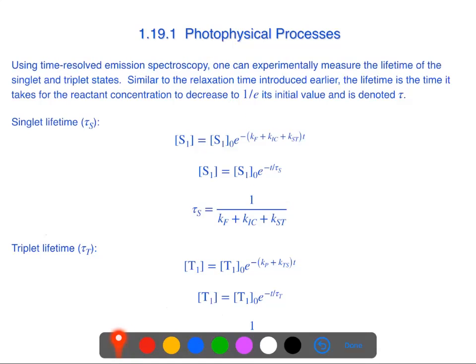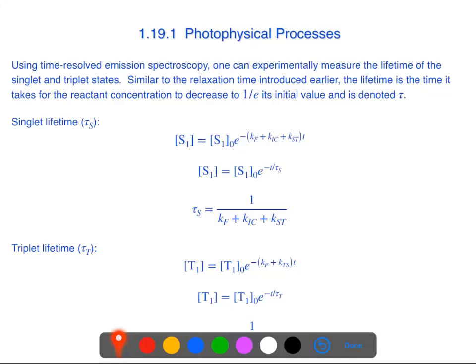Using time-resolved emission spectroscopy, one can experimentally measure the lifetime of the singlet and triplet states. Similar to the relaxation time introduced earlier in the course, the lifetime is the time it takes for the reactant concentration to decrease to 1 over e of its initial value. We denote this as tau. So the singlet lifetime is denoted tau subscript S, whereas the triplet lifetime is denoted tau subscript T.